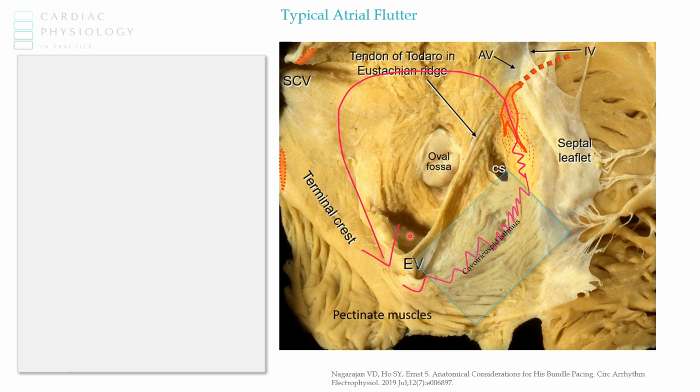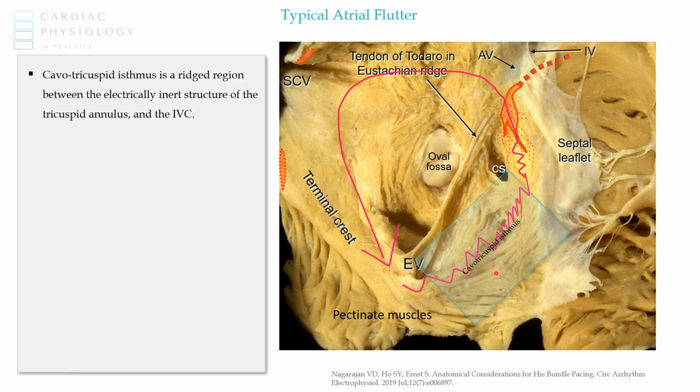Here we have the IVC orifice, here we have the tricuspid valve, and between the tricuspid valve and the IVC orifice, we have our cavo-tricuspid isthmus. You can see that the cavo-tricuspid isthmus is a ridged region, and this ridged region is a corridor of conduction between the electrically inert structure of the tricuspid valve and the electrically inert structure of the inferior vena cava.